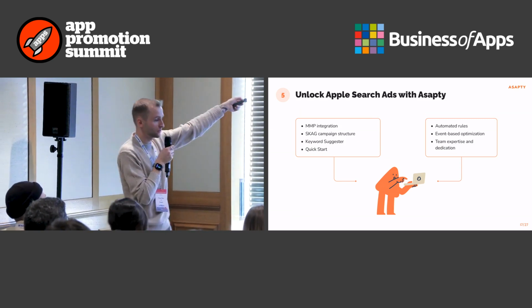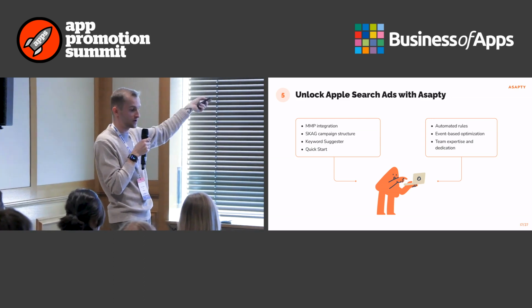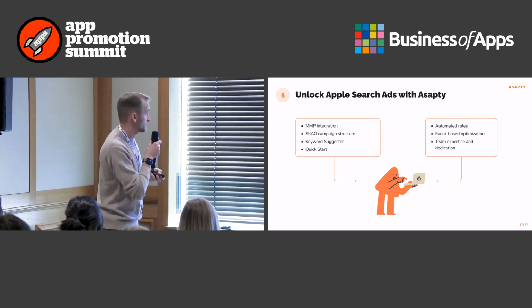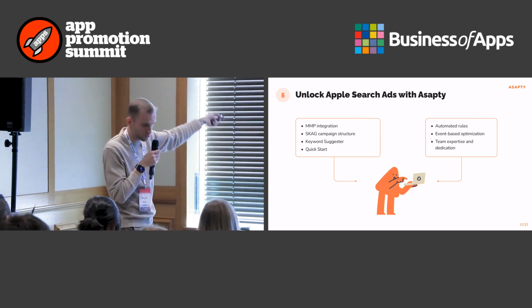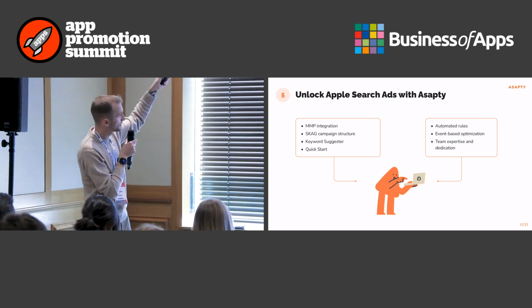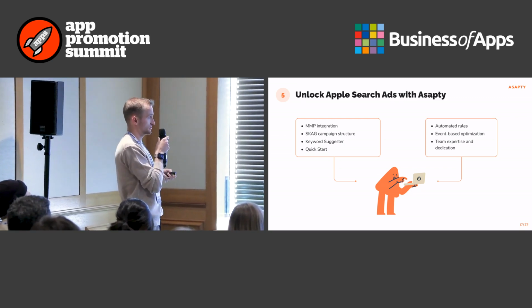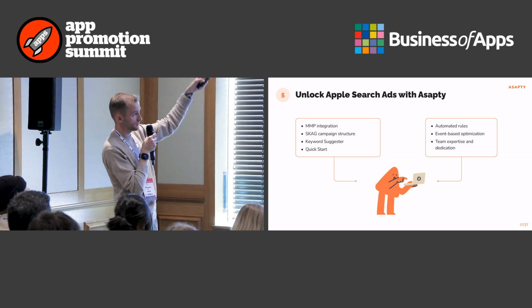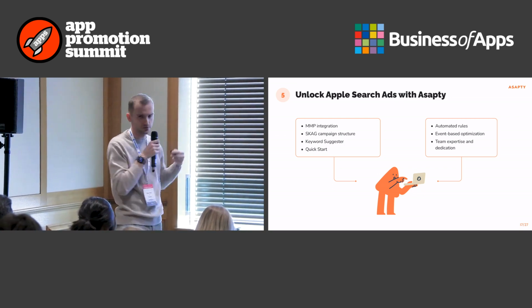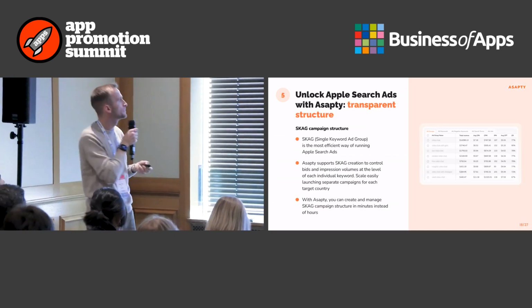Here are our best features that we are using to increase the results of your Apple Search Ads campaigns. It is the MMP integrations, of course, the most basic thing, our single keyword ad group campaign structure, our keyword suggester, automated rules, event-based optimization, quick start, and our expertise. And I will explain about all of them.